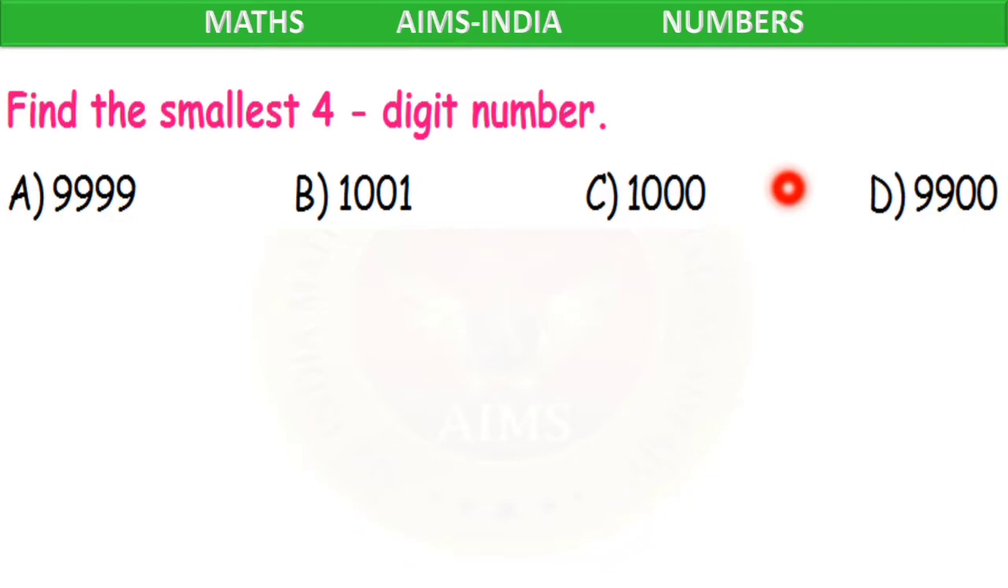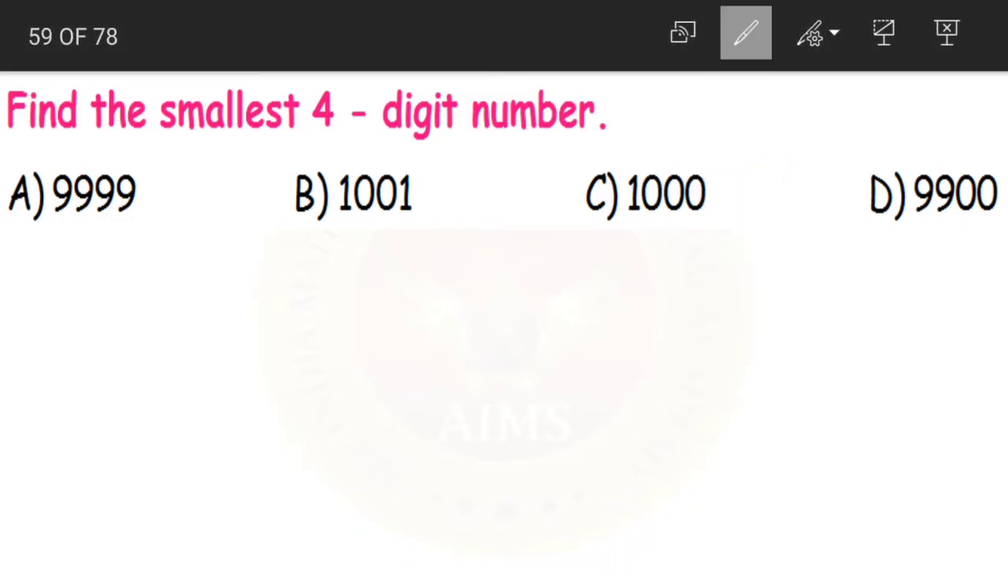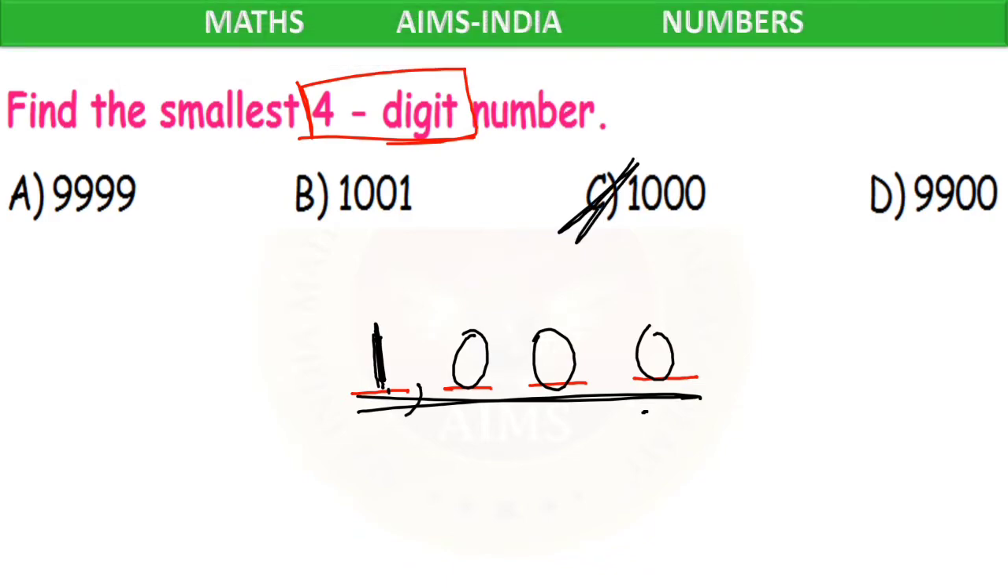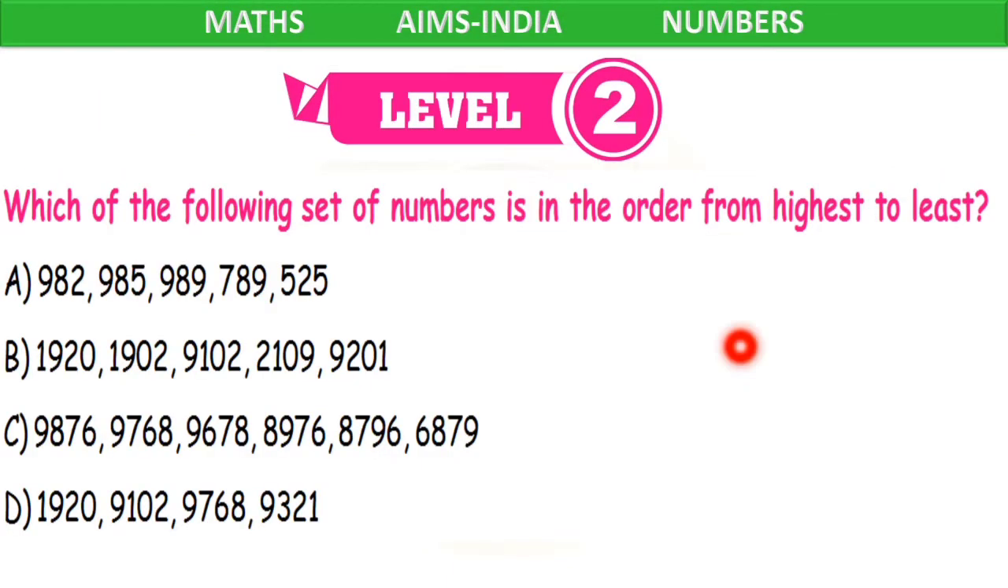Next question. Find the smallest 4-digit number. Now how to write the smallest 4-digit number? It is a 4-digit number. So we need to make 4 places. Yes. In the 4-digit number, the first digit should be 1 and in the remaining places we need to keep zeros. Okay, children? The first digit should be 1 and in the remaining places the digits should be zeros. So this is our smallest 4-digit number. Option C, 1000.